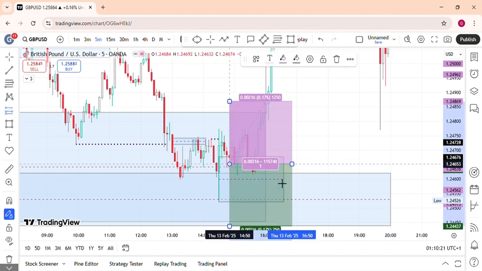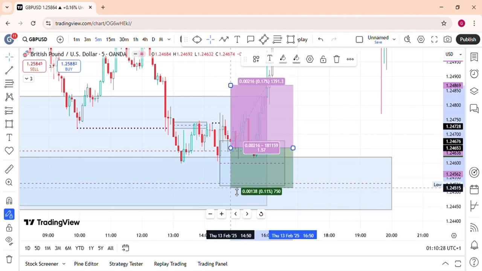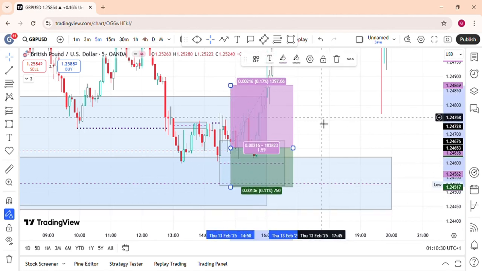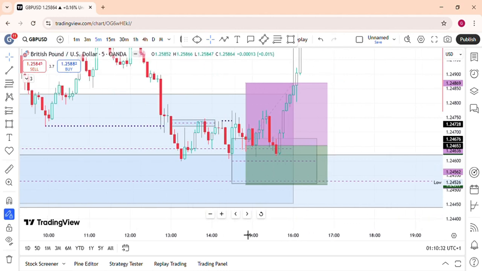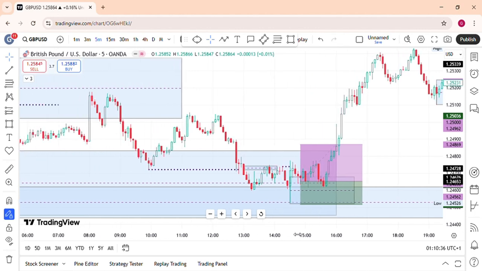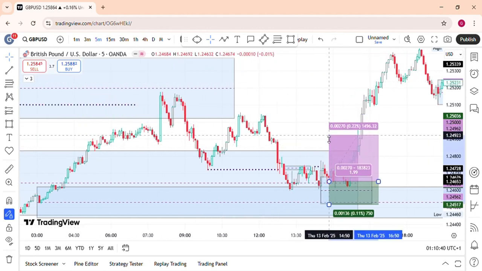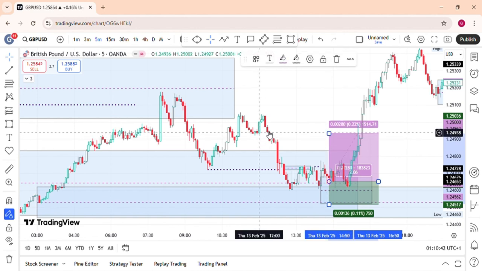So we are going to enter using that fair value gap right there, and putting your stop loss right below that wick, and taking your TP to the previous high, or you take it right below a breaker and a fair value gap. This can be powerful also.